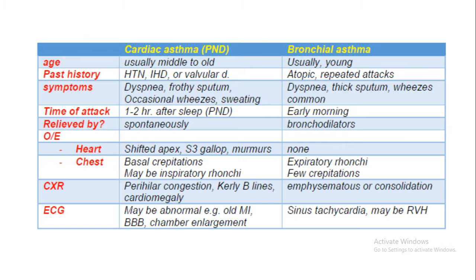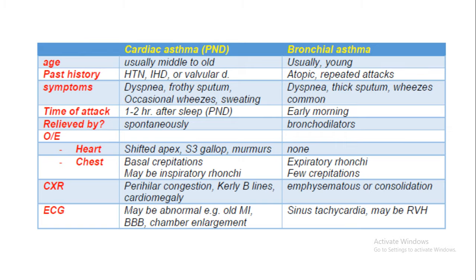First of all, by history, the age of a patient with cardiac asthma is mostly middle age or old age due to long-standing heart disease, while a patient with bronchial asthma is mostly a young patient, and he has a history of repeated attacks of dyspnea, and this may be precipitated by some aggravating factors, such as smelling dust mites, eating certain allergens, and so on. On the other hand, a patient with cardiac asthma might have a past history of valvular heart disease, rheumatic heart disease, risk factors for ischemic heart disease, or he might be a non-ischemic heart disease patient.